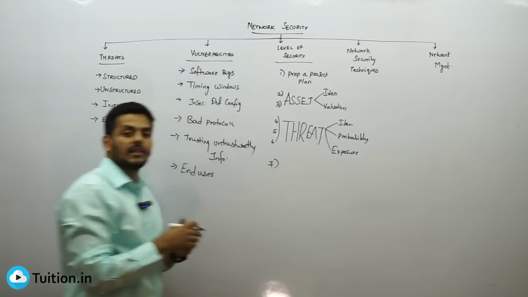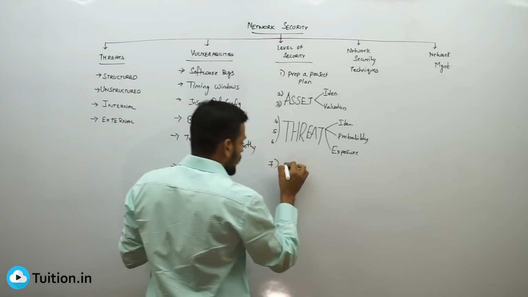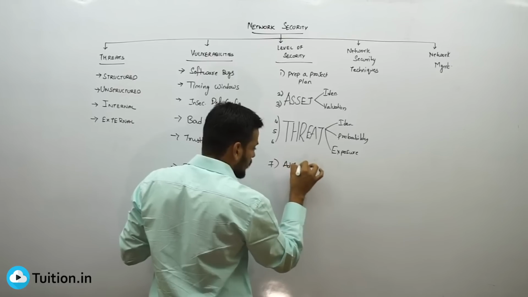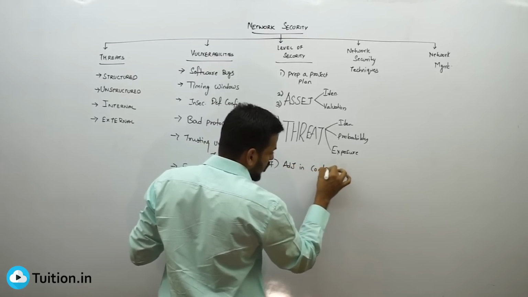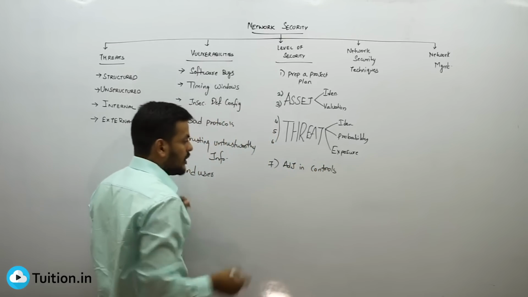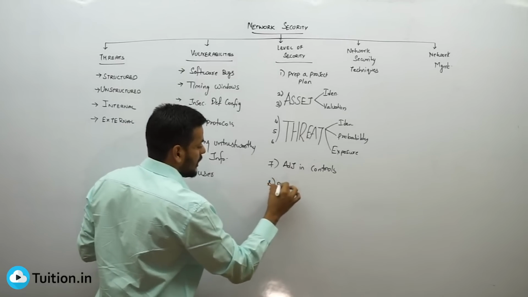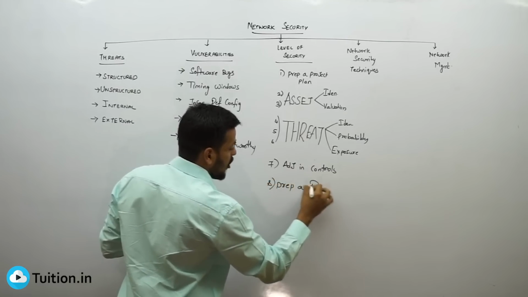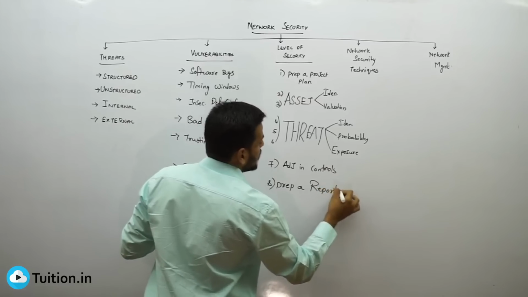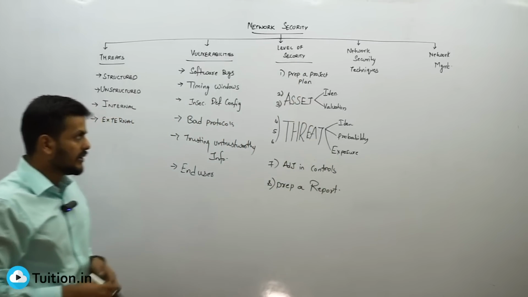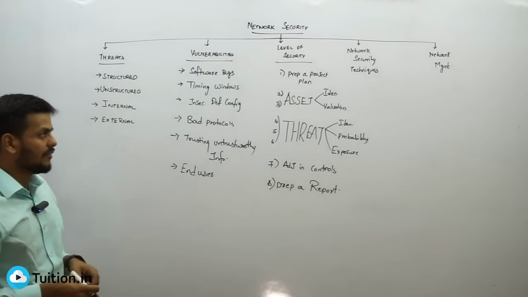Then point number 7 is a conclusive point, adjustments in controls. That means from old controls to new controls, what you are doing, and preparing a report to sort out all these. This is what the 8 points are that you need to catch up on in the level of security.